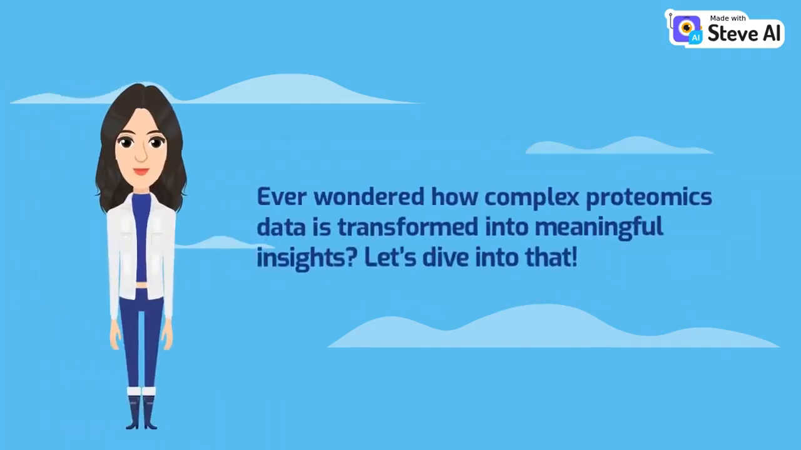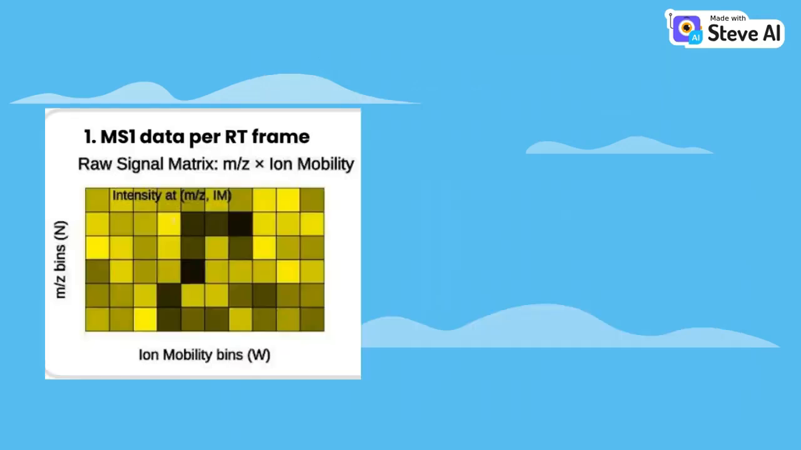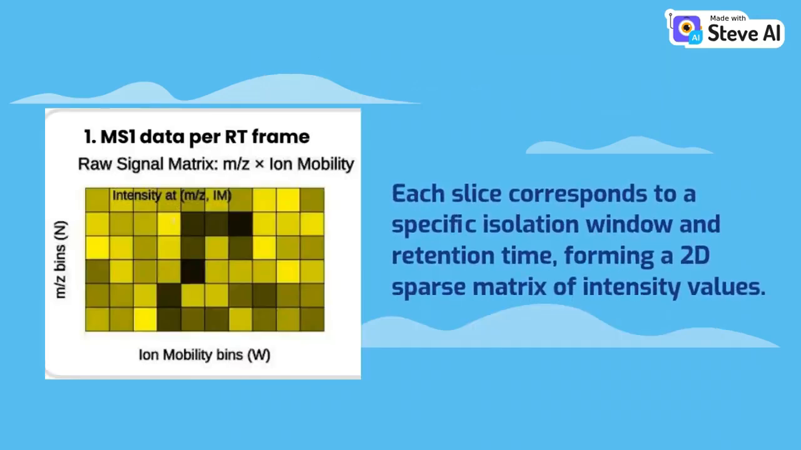Ever wondered how complex proteomics data is transformed into meaningful insights? Let's dive into the world of feature extraction algorithms. First off, we start with the data structure. Using alphaTIMS, we create a TIMS-TOF PASEF data object, slicing it up neatly. Each slice corresponds to a specific isolation window and retention time, forming a 2D sparse matrix of intensity values.